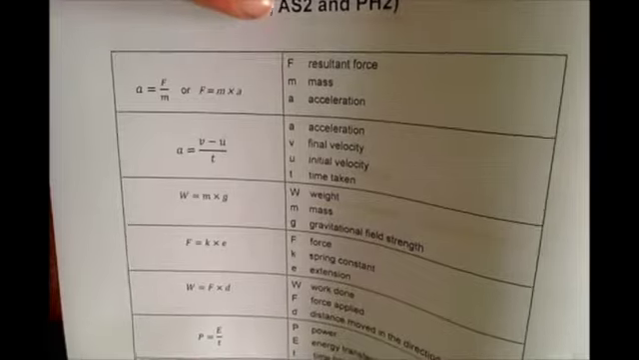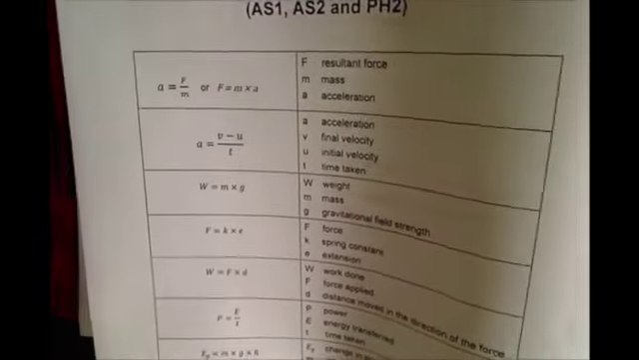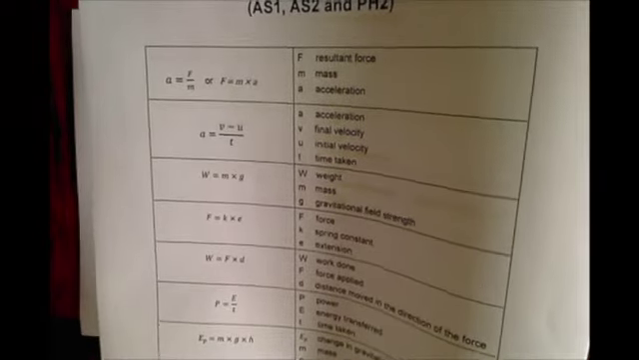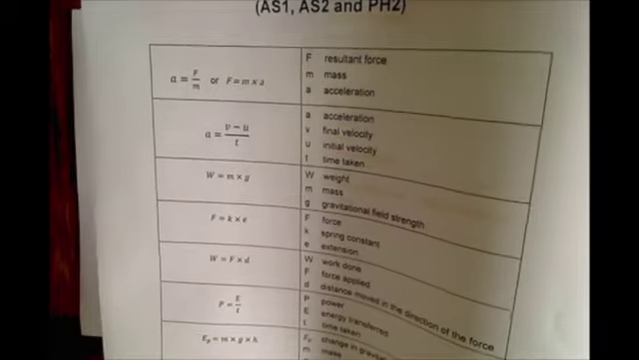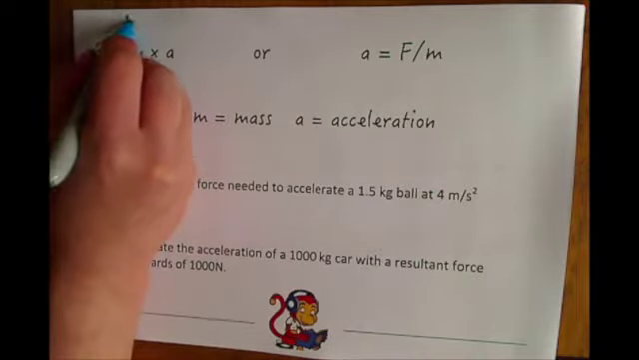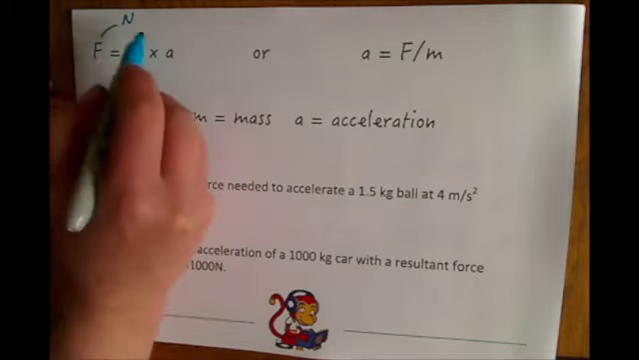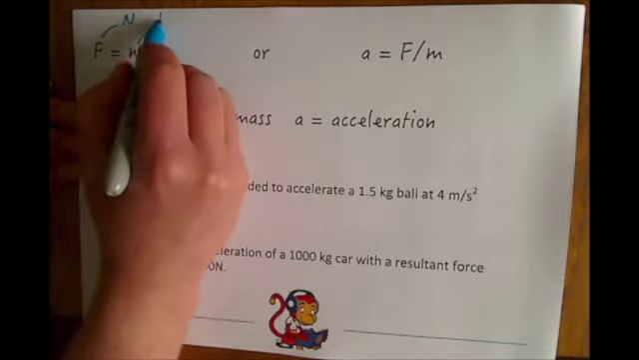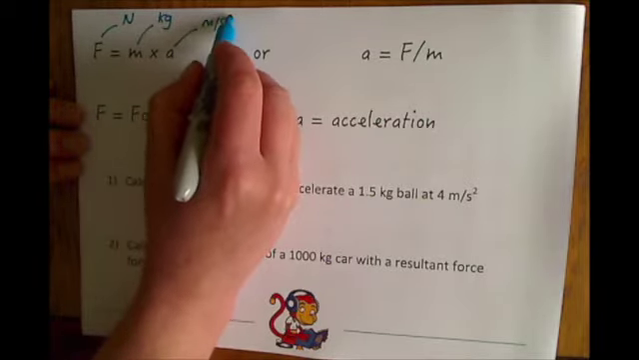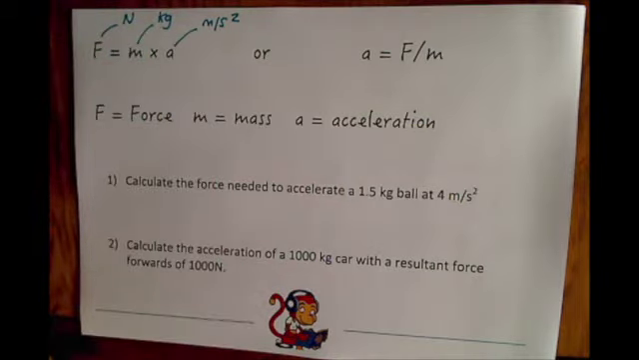F, m, a, the letters and what they stand for are on the right hand side. So we've got F is the resultant force, m is mass, and a equals acceleration. Again, they don't give you the units for these words, so these are what we have to remember. So the units for force, forces are measured in newtons, which is a capital N. Mass is measured in kilograms, and acceleration is measured in meters per second squared. So if you get a question where you've perhaps got mass in grams, you need to think to yourself, I need to convert it to kilograms first of all.